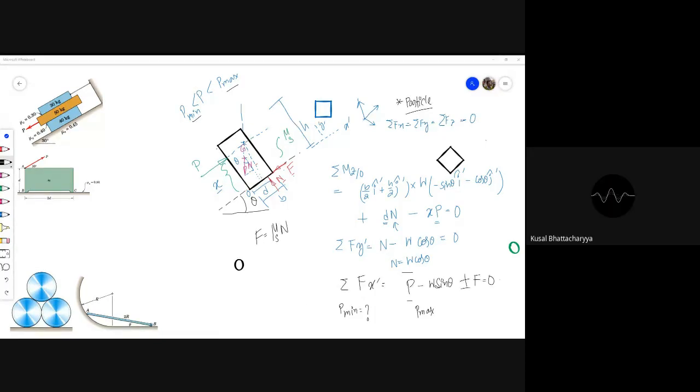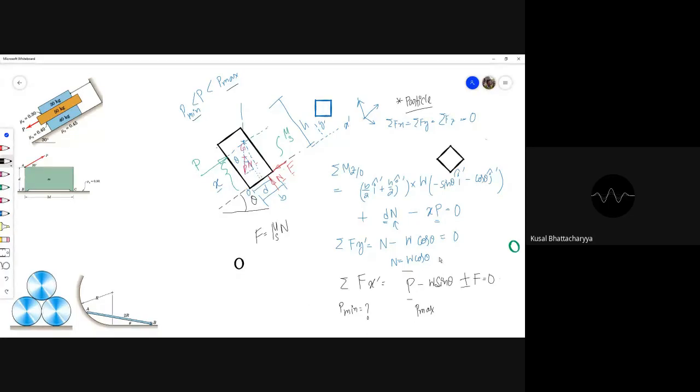Sir, the P max should be W into sine theta plus mu cos theta, and P minimum should be W into sine theta minus mu cos theta. Okay. So now you know every quantity, right? The normal force, the friction force, and for both the situations. Now substitute. Let's say consider the case A, so you are trying to move upwards.